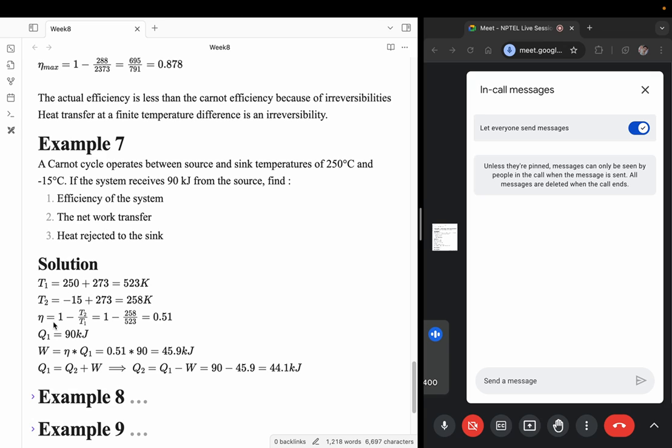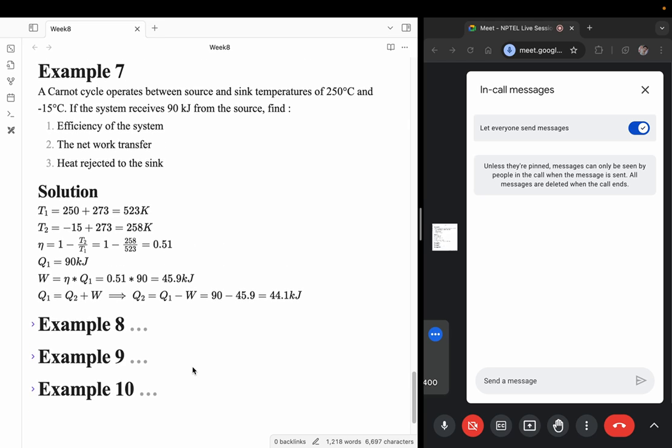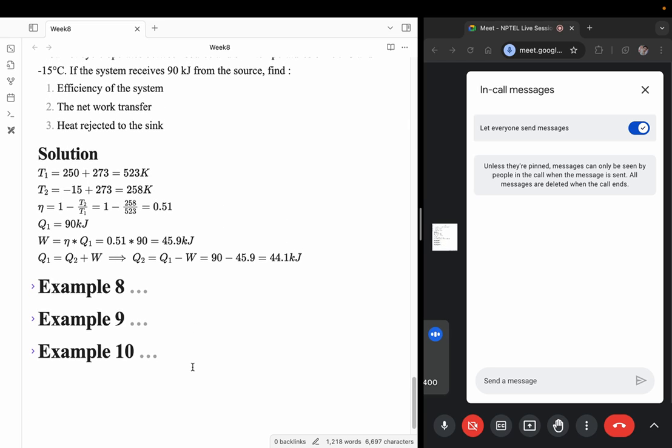You have T1 and T2, so you can directly calculate efficiency from there. Q1 is given. So once you know the efficiency and Q1, you can calculate W from it. W is eta times Q1. And then you use the first law, Q1 is Q2 plus W, so you can calculate Q2. Q2 is the heat ejected to the sink, Q1 minus W, the heat supplied minus the work done by the system. So these are again straightforward. I don't think there are any questions on this, so we'll move on to the next problem.